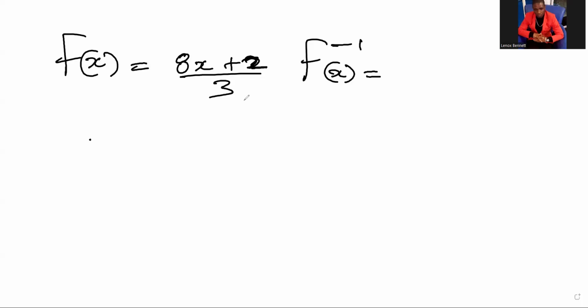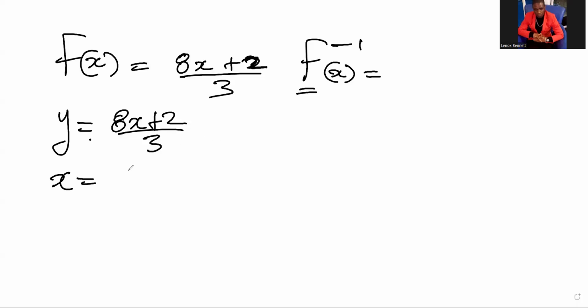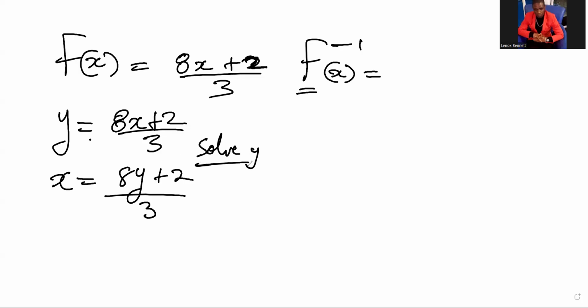Alright, so before I find the inverse of f, the first thing we need to do is change the function to y. So y is equal to (8x plus 2) divided by 3. That's the first step. Interchange x for y and y for x. So anywhere x is, we put y, and anywhere y is, we put x. Now we solve for y. We're going to make y the subject of the formula.